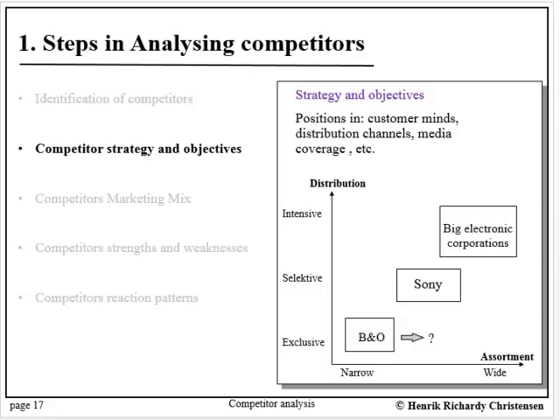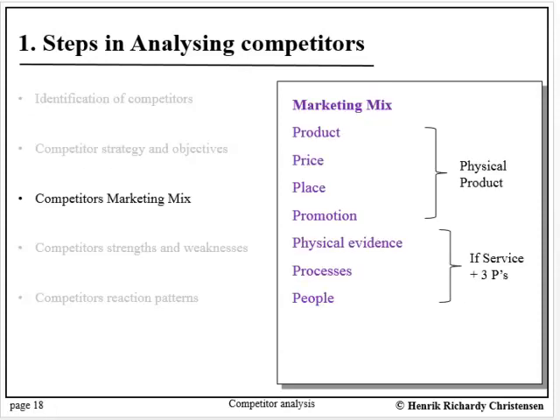Now the next step, competitors' marketing mix. We know that the marketing mix consists of the 4 P's, and that's when we are talking about the physical product, consisting of the product, the price, the place, and the promotion. And if we add 3 more, we get the 7 P's, and those 7 P's we use for the service, and there we add the physical evidence, the processes, and the people.